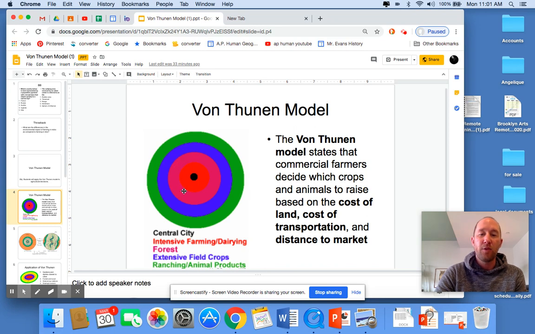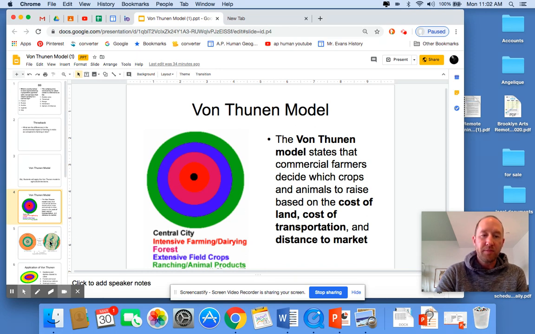The next ring out are forests. It's kind of weird, right? Next ring out is extensive field crops, like wheat and corn, farms that would have really big land use. And last is ranching, the happy cows walking around eating grass. All right. Von Thunen arrived at this model by thinking about three variables. How much does land cost? How much does it cost to transport the goods that you grow? And how far away are you from the market? All right, does that make sense?